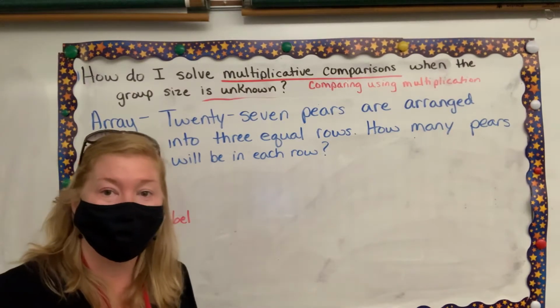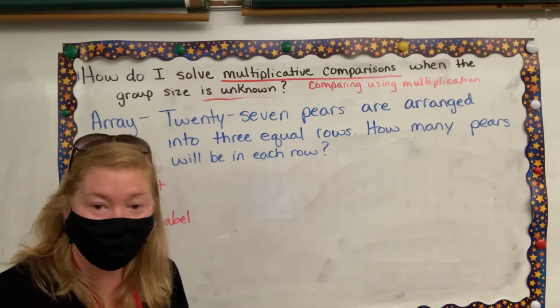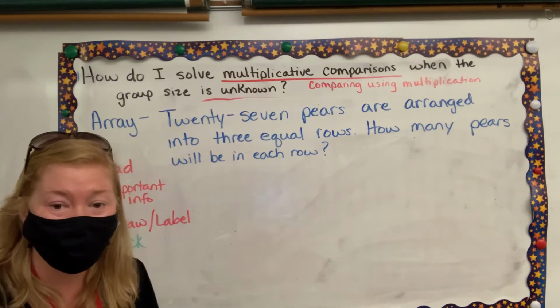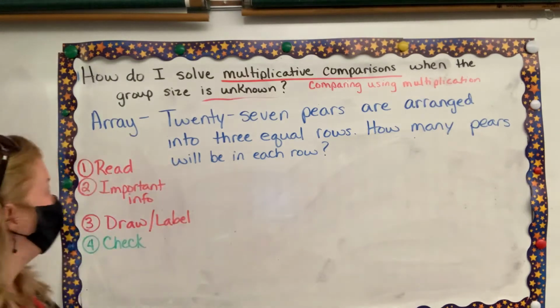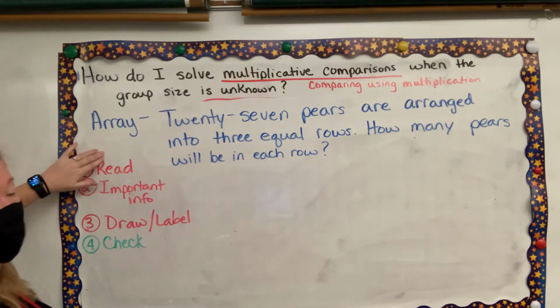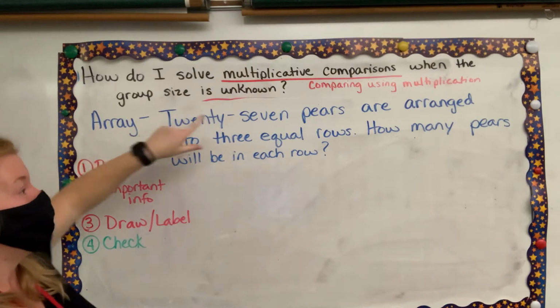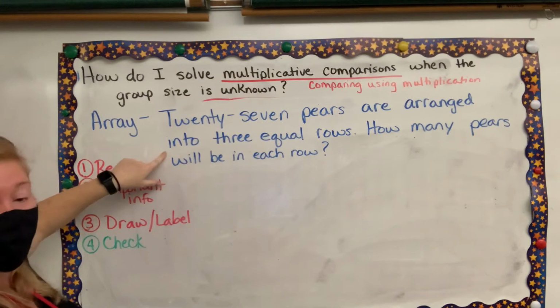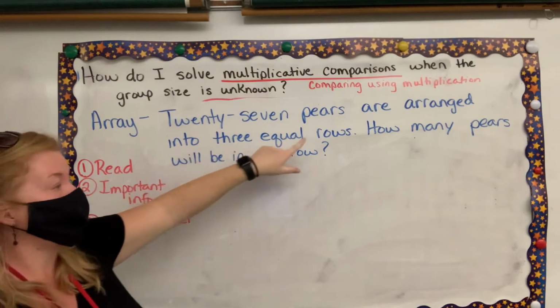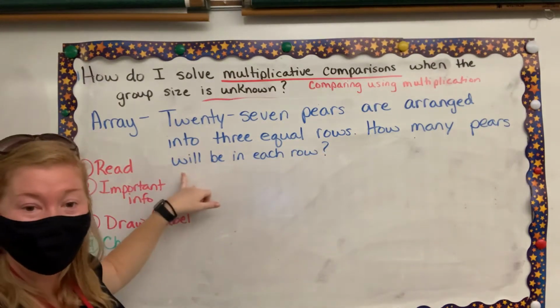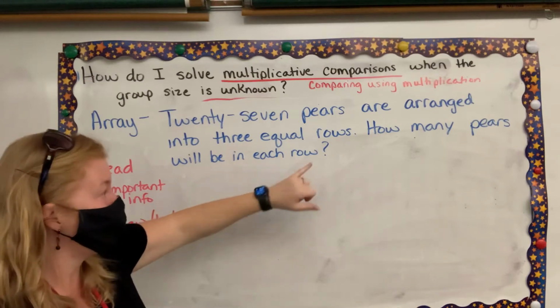What is my word problem? Let's read it. I'm looking for your mouth to be moving. I see some of us are laying down. Can we please sit up? Thank you so much. All right, let's read it. 27 pairs are arranged into 3 equal rows. How many pairs will be in each row?